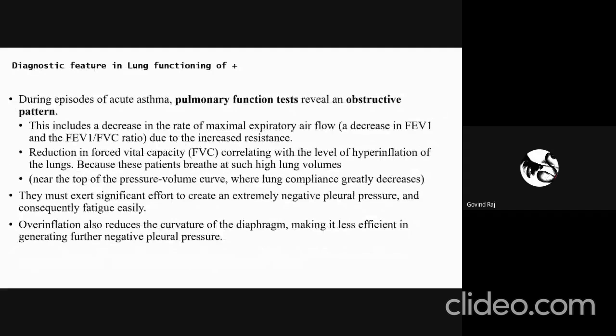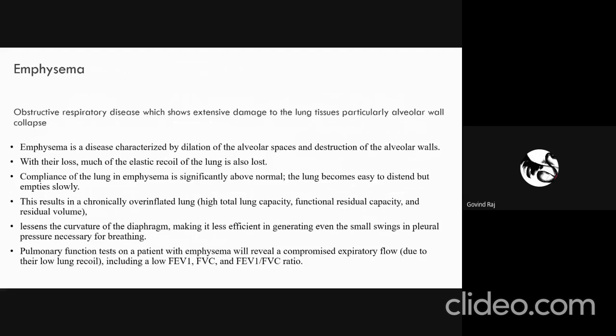So next we'll be looking at emphysema. This is also an obstructive respiratory disease which shows extensive damage to the lung tissue, particularly the alveolar wall. The alveolar wall gets collapsed, and this is characterized by dilation of alveolar spaces.